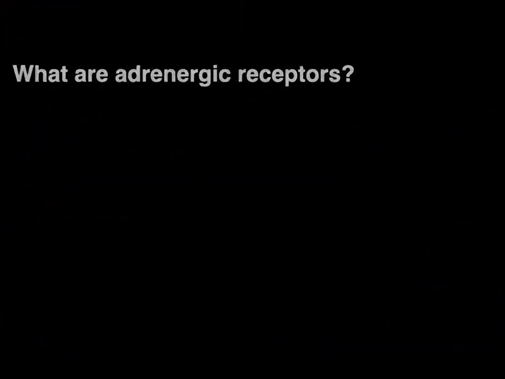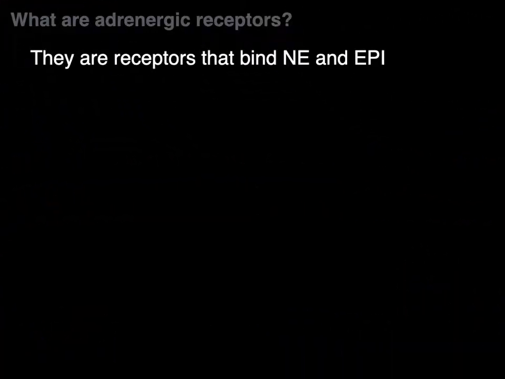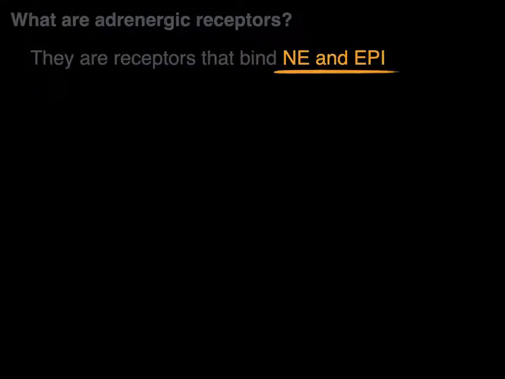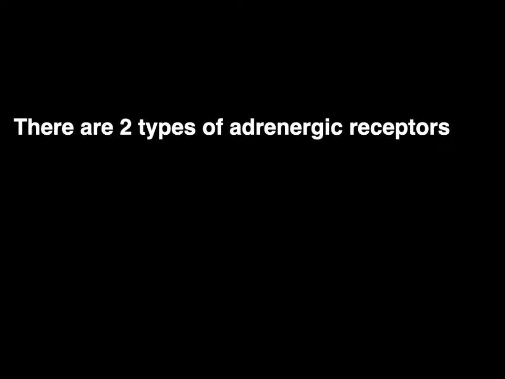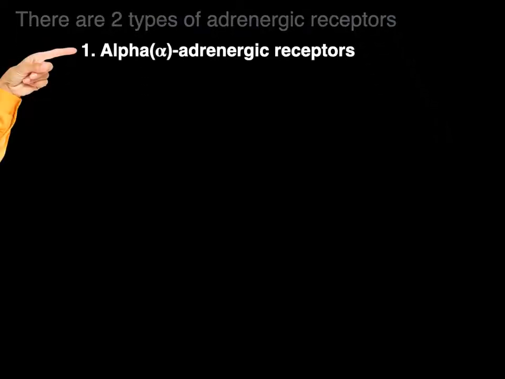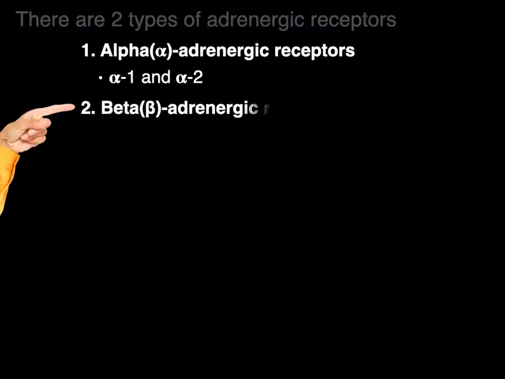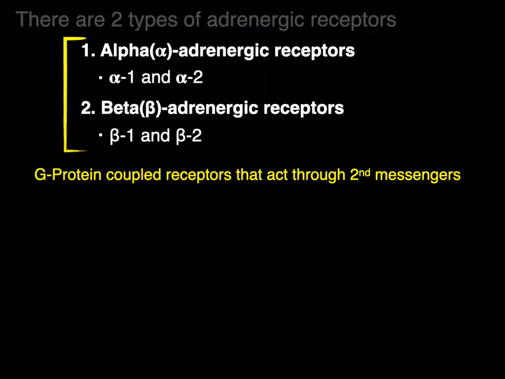So, what are adrenergic receptors? Well, they are receptors that bind norepinephrine and epinephrine, or noradrenaline and adrenaline. And there are two types of adrenergic receptors: alpha adrenergic receptors with the alpha 1 and alpha 2 subtypes, and then beta adrenergic receptors with beta 1 and beta 2 subtypes. There is a beta 3, but I will not be talking about it in this tutorial.